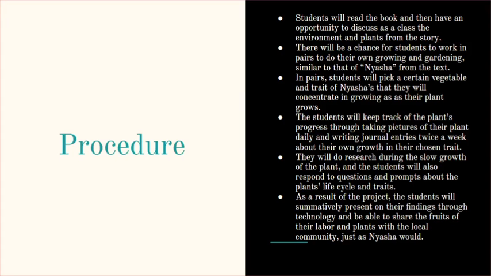And as they pick and plant the seed, they're also going to pick a certain trait of Nyasha, who's the main girl who becomes queen. Whether that's generosity or kindness, etc., they're going to work on growing in that kind of virtue as their plant grows. They'll take pictures of it every day and then use technology to compile those pictures to create a presentation to share the fruits and growth of their project with the community and their class.